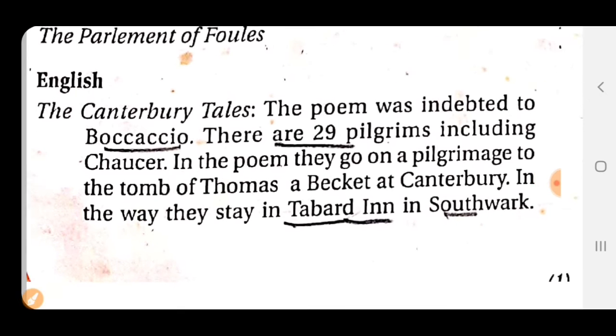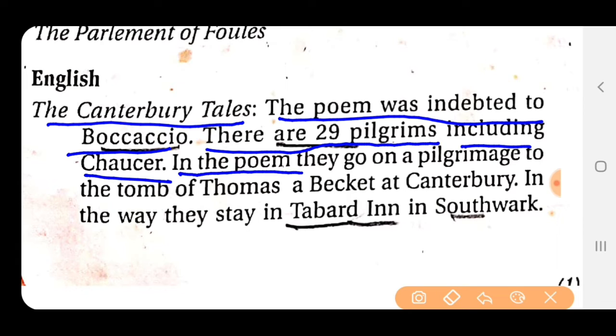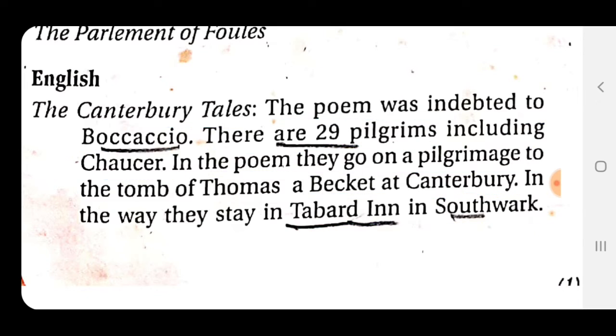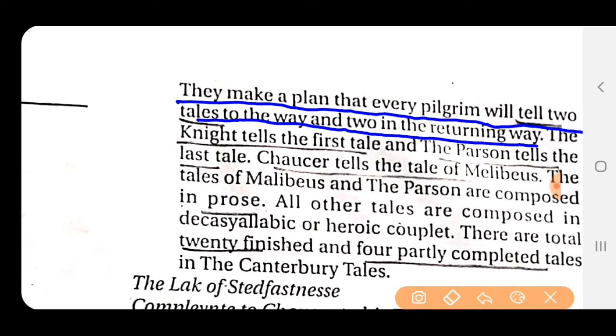Books written during the English period. The Canterbury Tales. The poem was indebted to Boccaccio. There are 29 pilgrims, including Chaucer. In the poem, they go on a pilgrimage to the tomb of Thomas Becket at Canterbury. On the way, they stay in the Tabard Inn in Southwark. These pilgrims make a plan that every pilgrim will tell two tales on the way and two on the returning way. The knight tells the first tale and the parson tells the last tale.